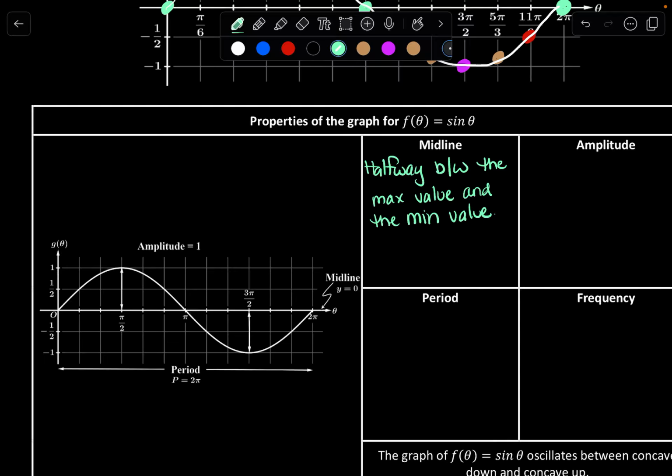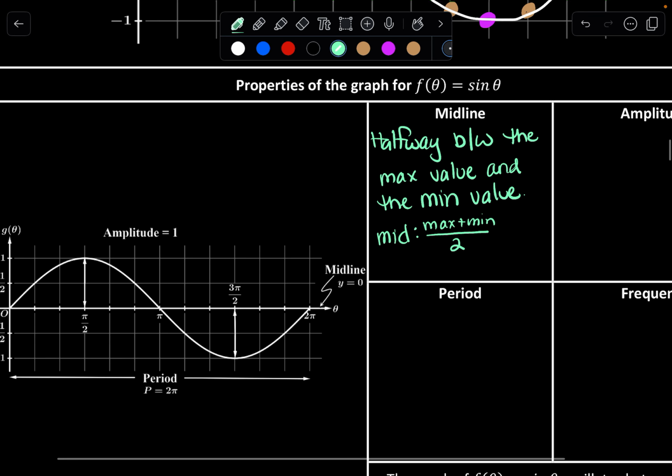And what's going to affect this, I don't want to talk about that yet. We'll save that for when we talk about A, B, C, and D. Now there is a little formula for this. If you want to find the midline, you can do the max plus the minimum divided by 2. So you're taking the sum of the maximum and the minimum, that full distance, and then you are dividing it by 2. That will give you the location of your midline.